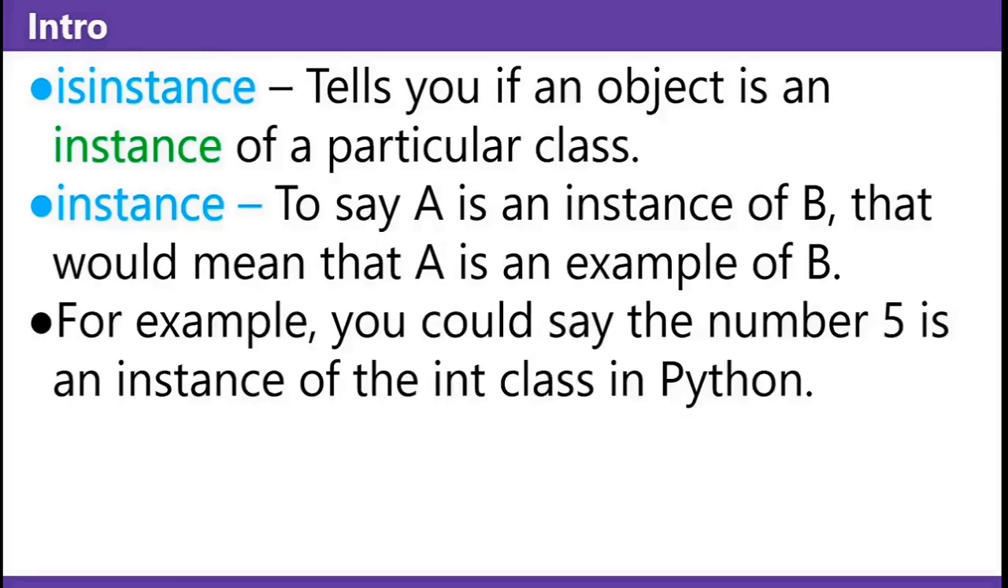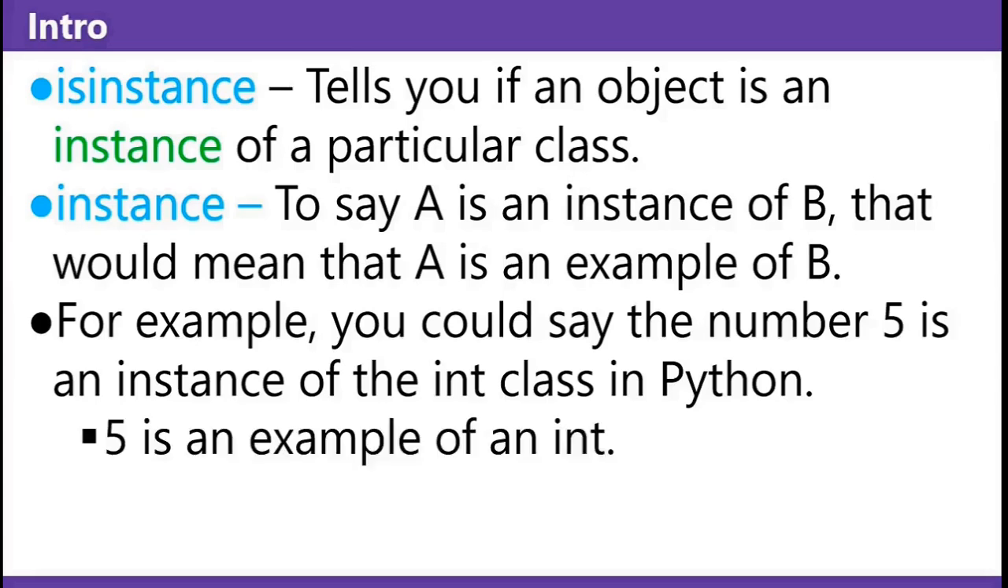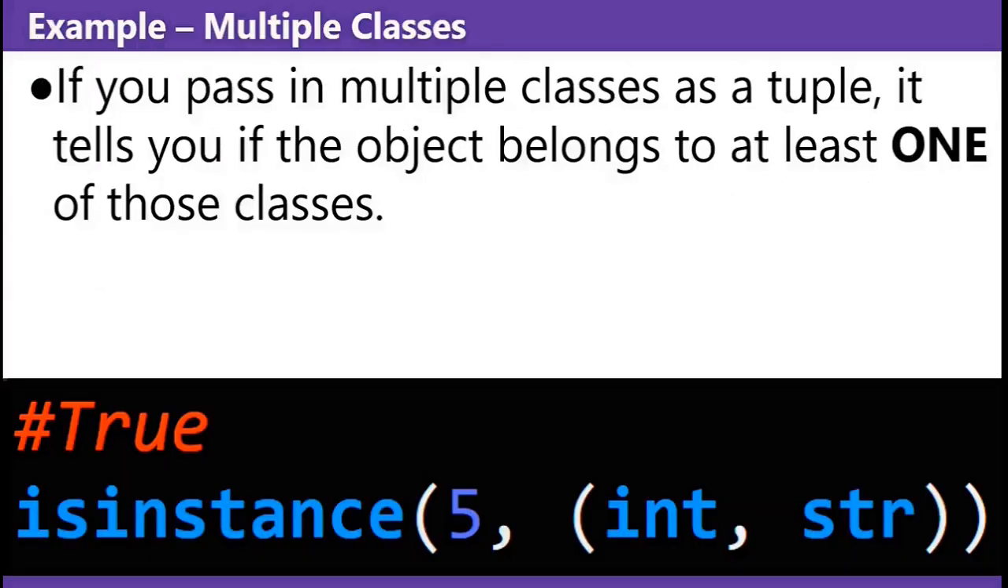For example, you could say the number 5 is an instance of the int class in Python, meaning 5 is an example of an int. If you pass multiple classes as a tuple, it tells you if the object belongs to at least one of those classes. For example, 5 is an instance of an int, so isinstance returns true even though 5 is not an instance of a str.